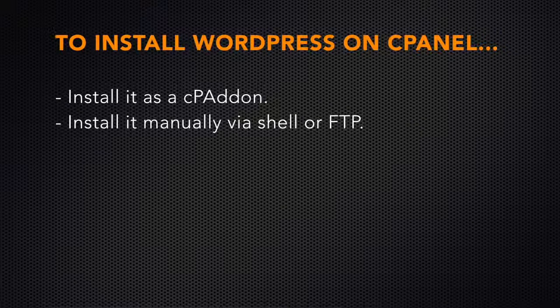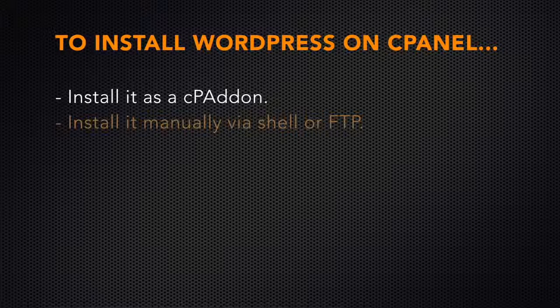One method to install WordPress is to install it as a CP add-on. A CP add-on is a prepackaged application for your site that manages a bulletin board, shopping cart, or blog. The other method is to install WordPress manually, whether through shell access at the command line or via FTP. I'll show you both methods in this video.